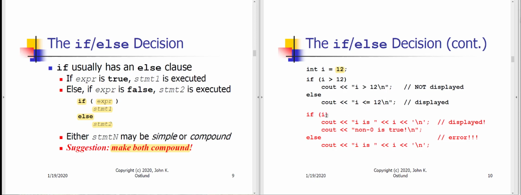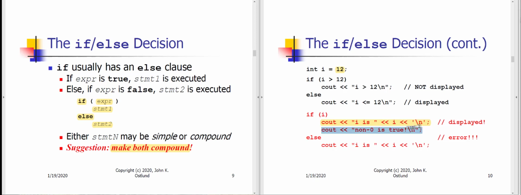If I, as I said, is equivalent to saying if I is not equal to 0. Well, at this point, 12 certainly is not equal to 0. That means that we execute the statement within the if rather than the else. And notice what's happening here. We're going to execute this statement that's within the if. I is 12.